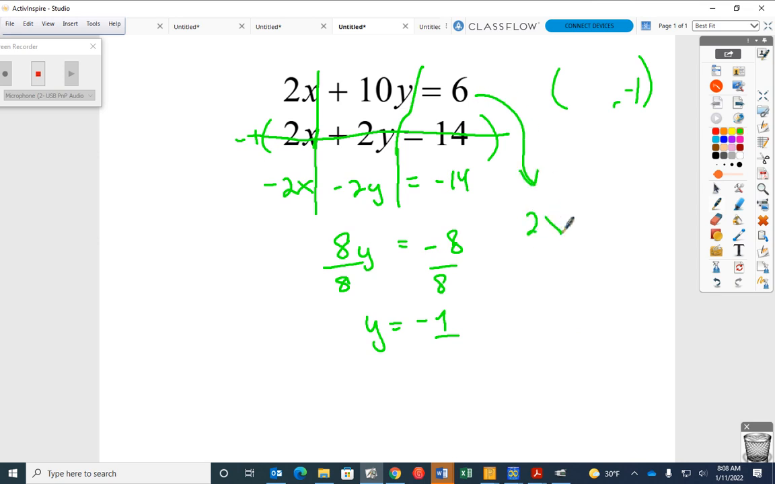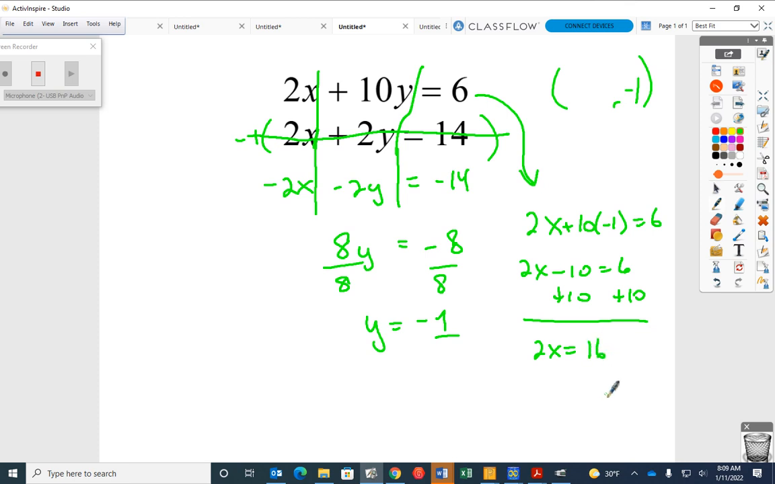So 2x plus 10, but I'm going to replace my y with a what? A negative 1, equals 6. So 2x, what's 10 times negative 1? Negative 10. So minus 10 equals 6. This is just a two-step equation. So I'm going to add 10 here, and add 10 here. What am I left with? 2x equals, anybody? 10 plus 6, 16.